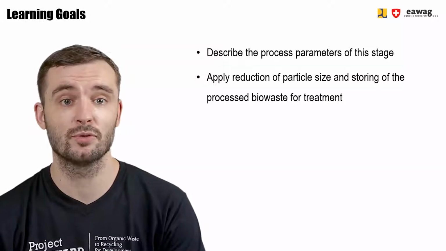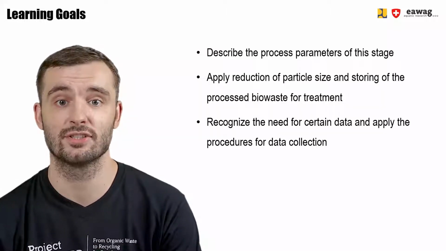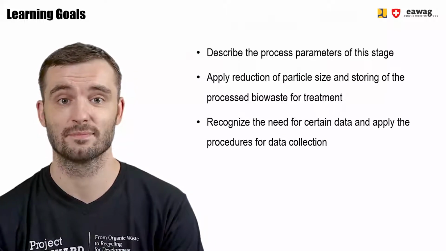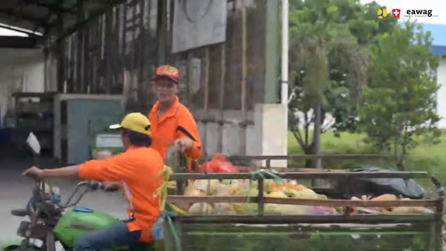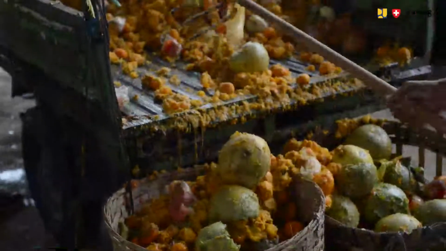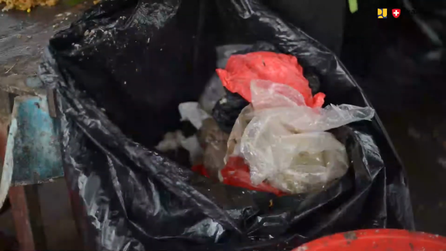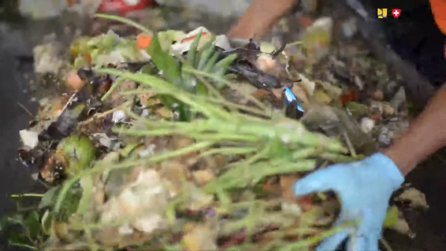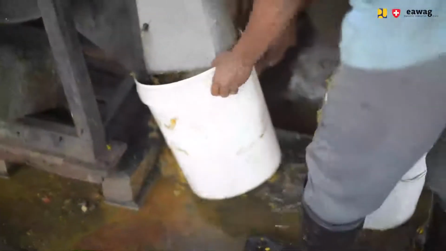You will also be able to recognize the need for certain data and apply the procedures to be able to collect this data. In this module, we'll be looking at the pre-processing stage, where we start when the tricycle arriving at the facility is unloaded and the waste is being sorted into three fractions: inorganic materials, organic materials that are not suitable for BSF, and organic materials that are suitable for BSF. The BSFL suitable waste is then shredded and stored in bins.